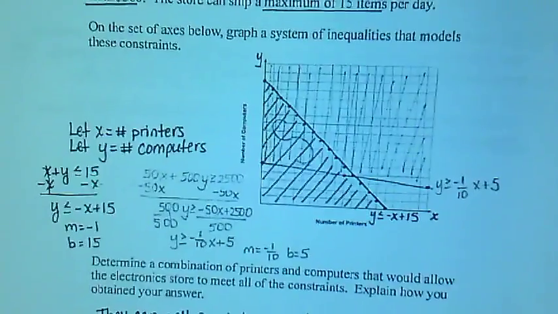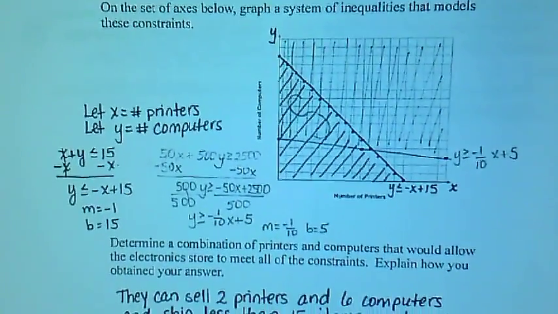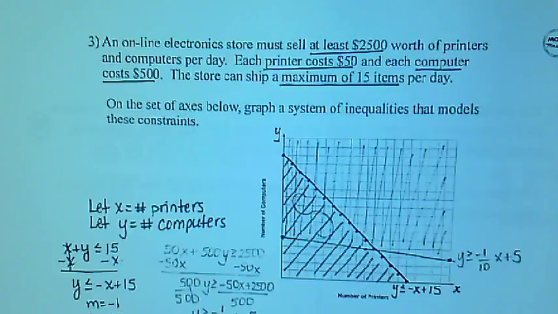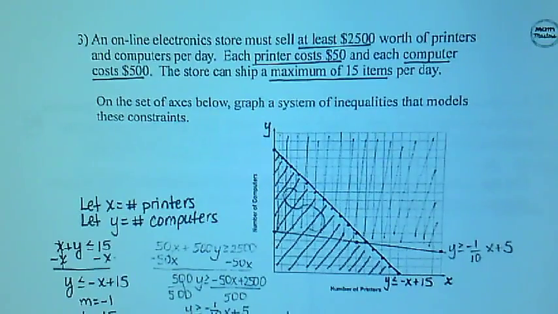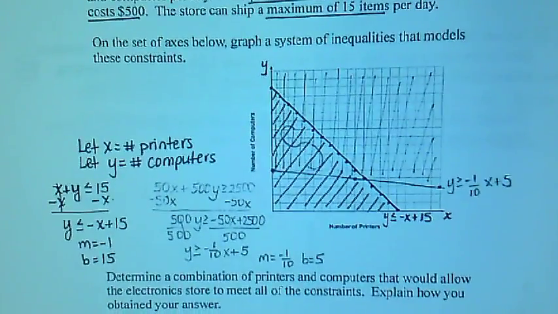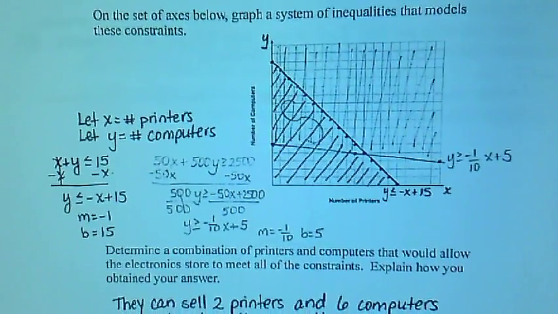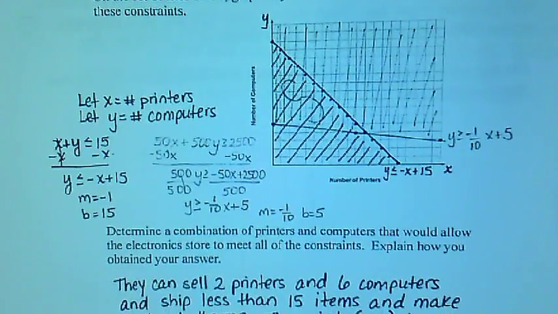Again, X is the number of printers because they didn't tell me. With the last question, we didn't have to do the let statement because it told us what was X and what was Y. This one does not, so please make sure that you write your let statement. It's very important. They can ship no more than 15 items per day, so it's going to be less than or equal to: x plus y less than or equal to 15.